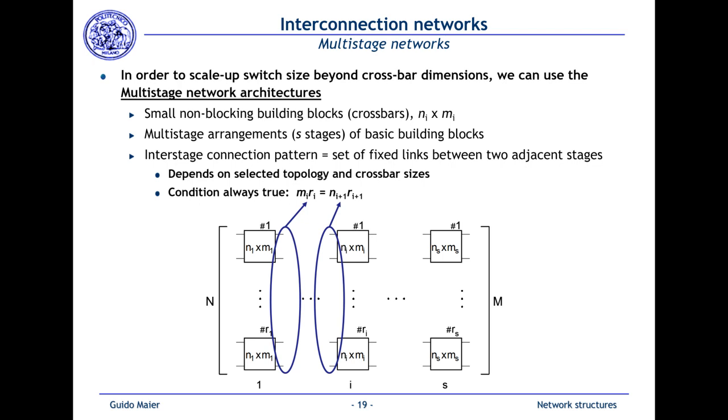Interstage links are fixed, so you cannot change the link pattern once the network is active. What you can change is only the state of the switching matrices in each stage. One more observation: when we want to build a multi-stage network with a given blocking property, it's quite convenient that we can assume that each of the elementary switching matrices is strictly non-blocking. If you have strictly non-blocking components, then it is quite easy to design the overall architecture so that it is rearrangeable non-blocking or strictly non-blocking or what you want.